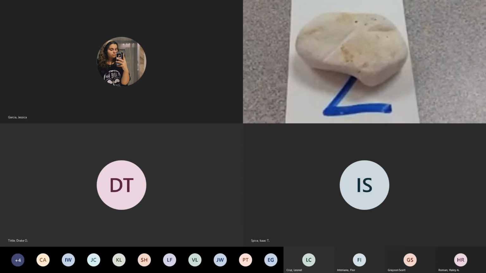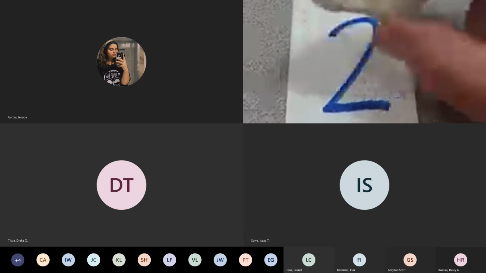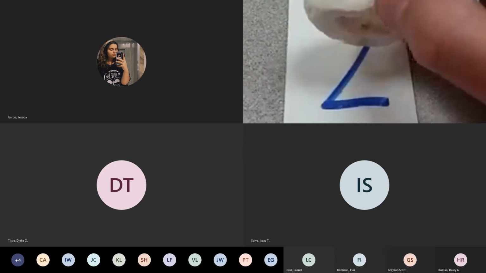Second property we're testing is color. So describe the color of this sample.